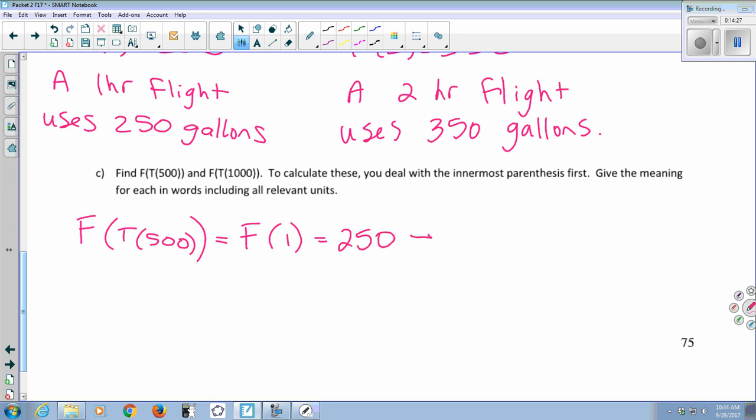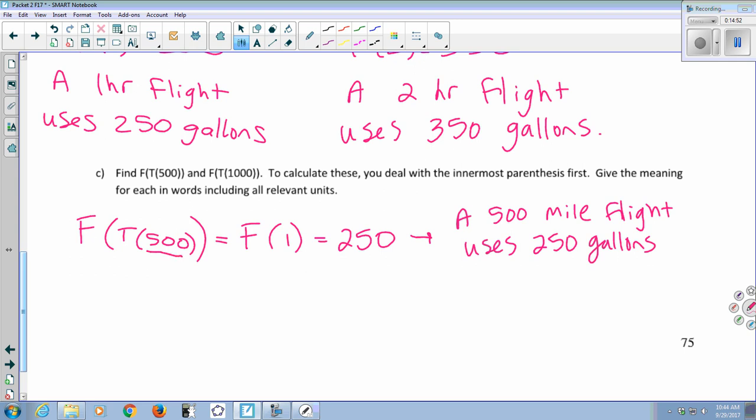So what that says is that a 500-mile flight uses 250 gallons. And an intermediate step in figuring that out was that it takes 1 hour, right? But the answer is that when you input 500 miles, you get an output of 250 gallons. The 1 is an intermediate there.